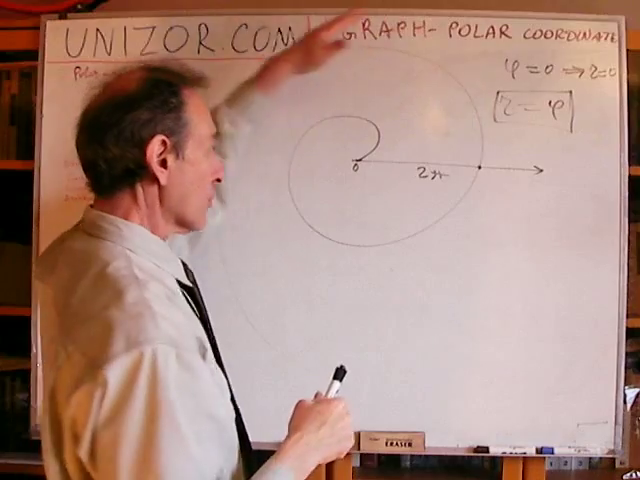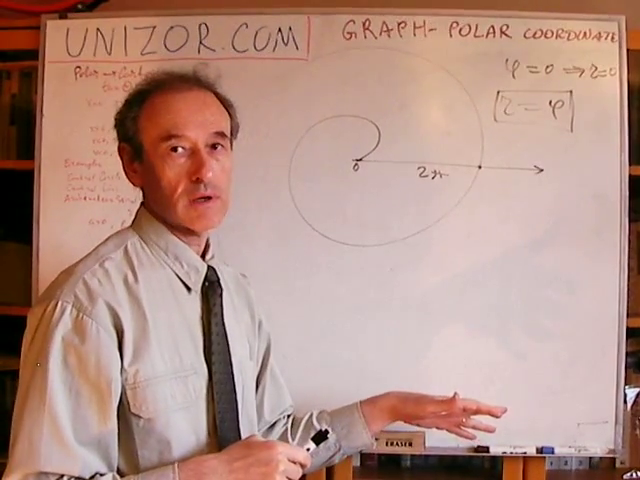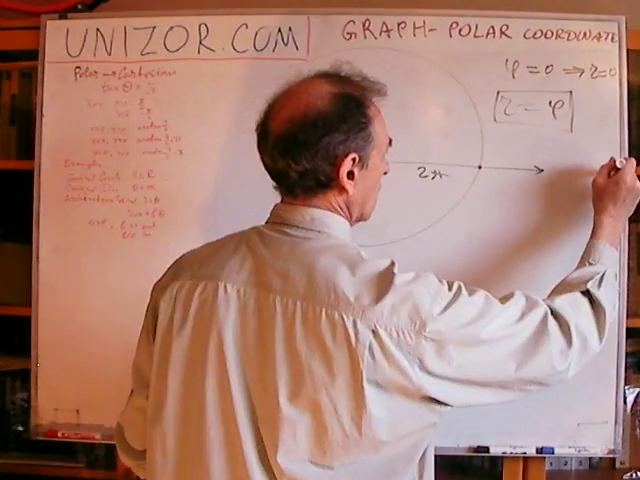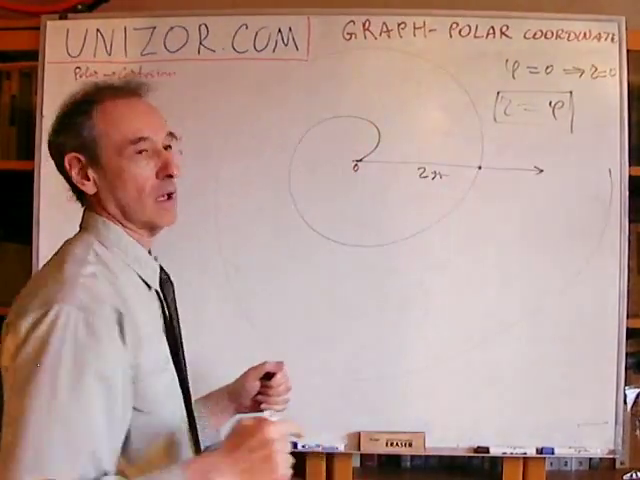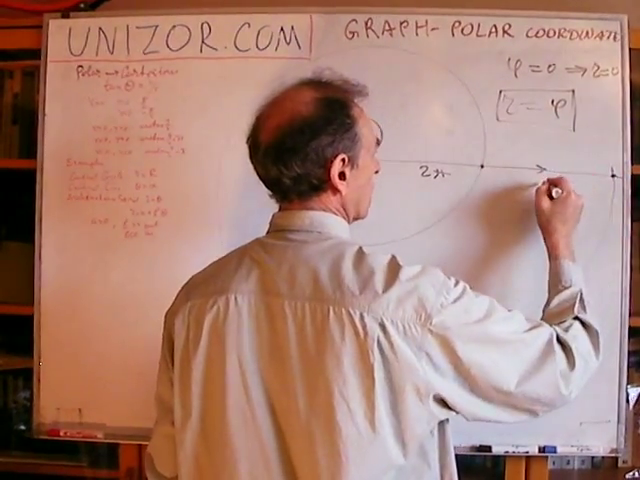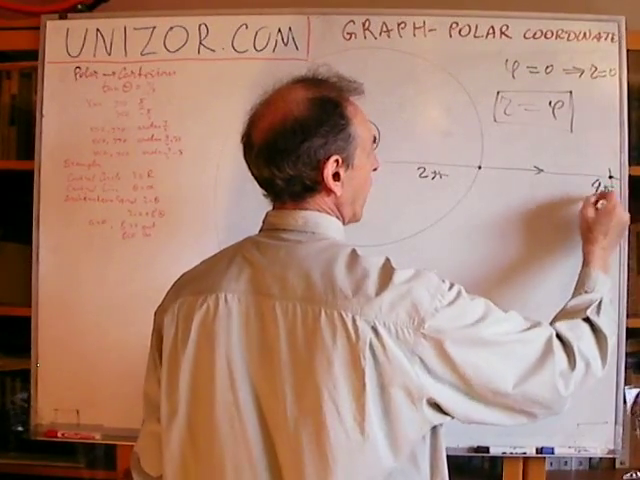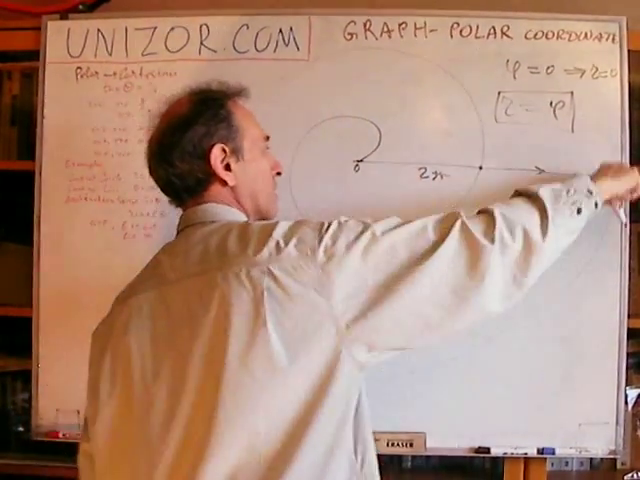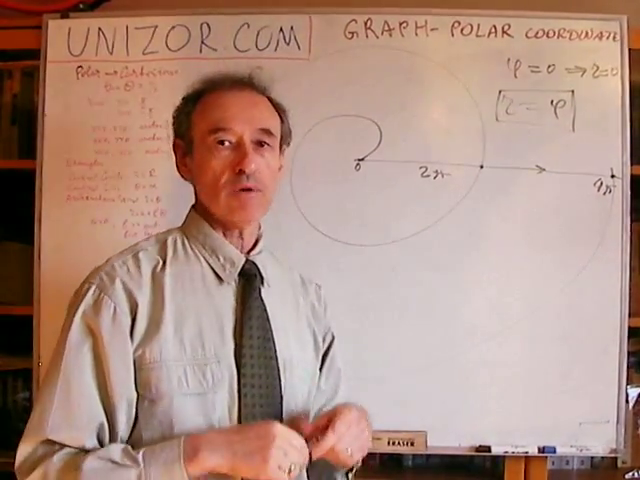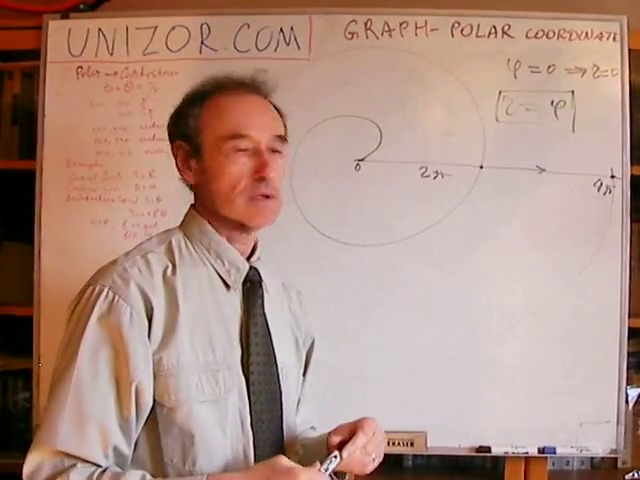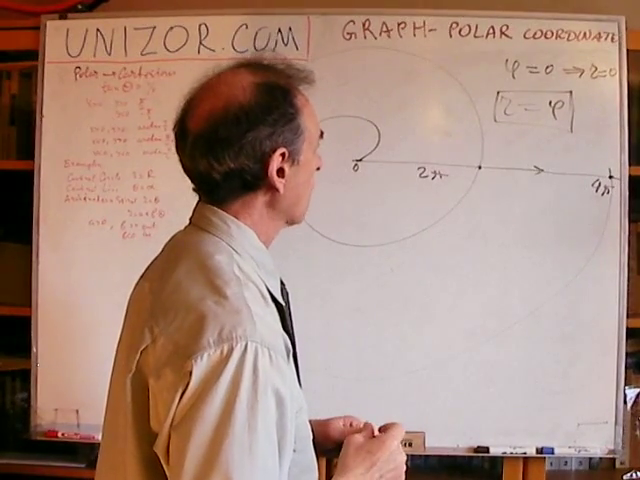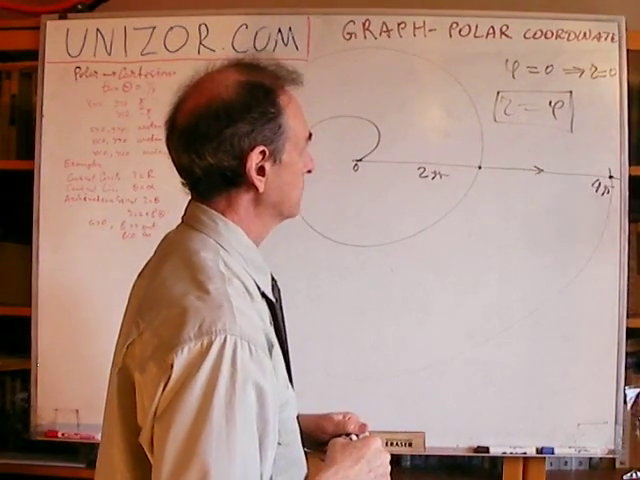But then I can increase phi even further. Now, when it goes to the second rotation, I will have a point here, which is 4 pi now: 2 pi, and again 2 pi, etc., etc. So it's growing this way. This is how the spiral is increasing in radius. So it's called the Archimedes, or Archimedean, spiral.